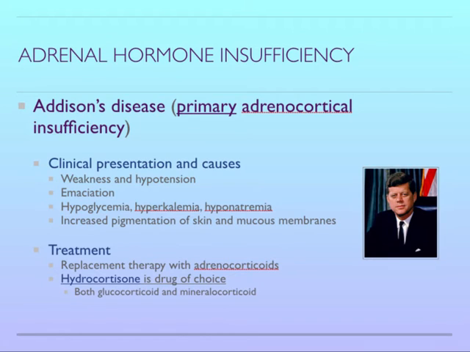The number one drug that we use to replace is hydrocortisone. That's the drug of choice, the reason being that it has both glucocorticoid and mineralocorticoid properties. So when we replace, especially in a patient that's not producing their own, we have to make sure that we're getting both, in order to cover both areas, the glucocorticoids and the mineralocorticoids. So hydrocortisone is a good treatment option because of this.